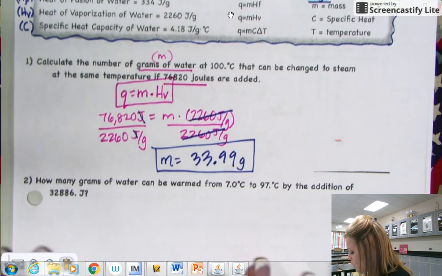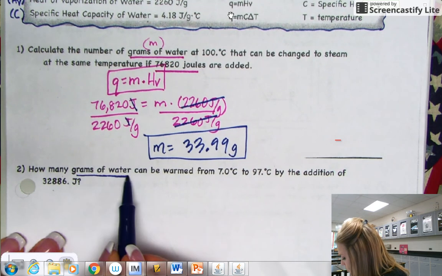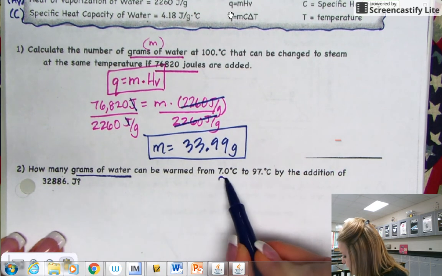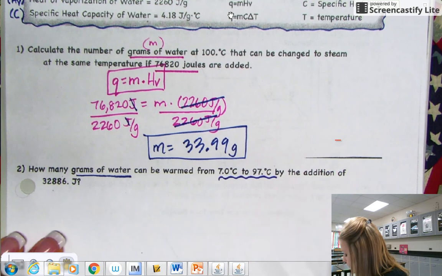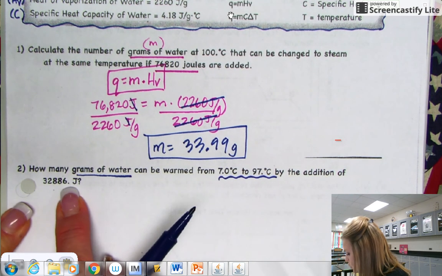All right, let's look at number 2. It says how many grams of water, looking for the mass of water again, can be warmed from 7 degrees Celsius to 97 degrees Celsius by the addition of 32,886 joules.